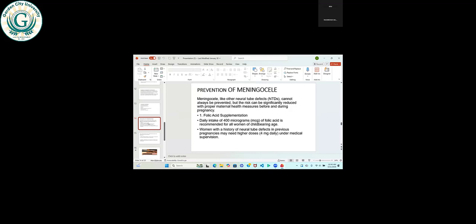Prevention of meningocele. Meningocele, like other neural tube defects, cannot always be prevented, but the risk can be significantly reduced with proper maternal health measures before and during pregnancy. One, we have folic acid supplements, and we all know that during pregnancy.